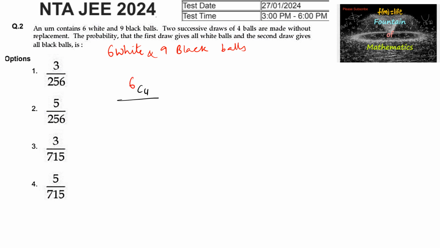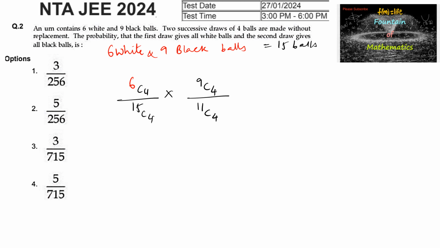So we can say 6C4, and the total, 6 plus 9 is 15 balls, so 15C4. Then since it is without replacement, now we have only 11 balls, of which only 4 are to be selected, and the probability that all the balls are black. Black balls are 9 here, because the first 4 balls were of white color, so none of the black balls is removed, so we have 9 black balls, we have to select 4. So 6C4 by 15C4 into 9C4 by 11C4 is the answer.